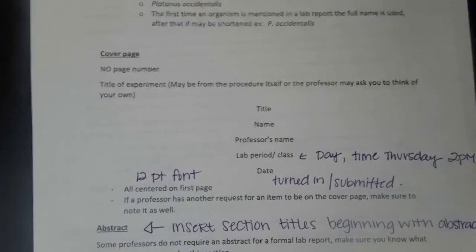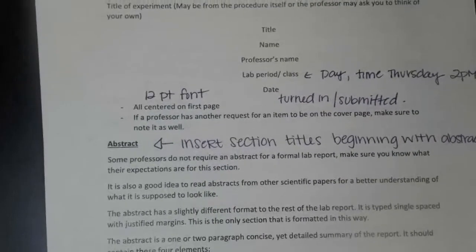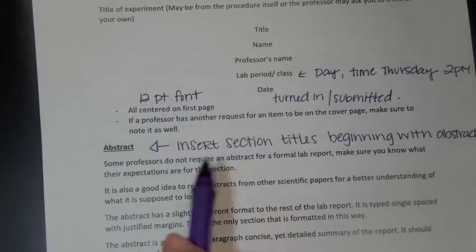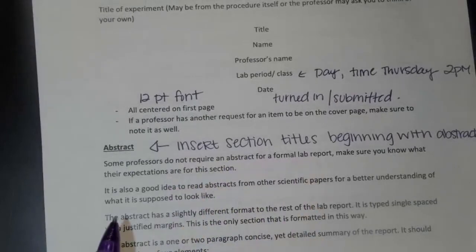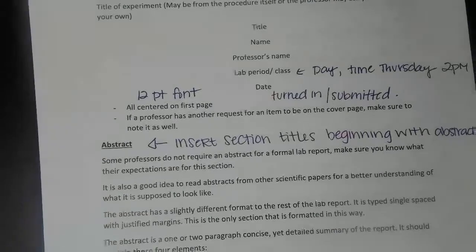Okay. All right, abstract. This is the first section. This is where you start inserting section titles. Okay. You'll have one for the abstract and then each section that follows that. Okay. Some professors don't require you to write an abstract. I would like you to write one if you're in my lab section. It's up to Dr. McGuire whether he wants you to write one.